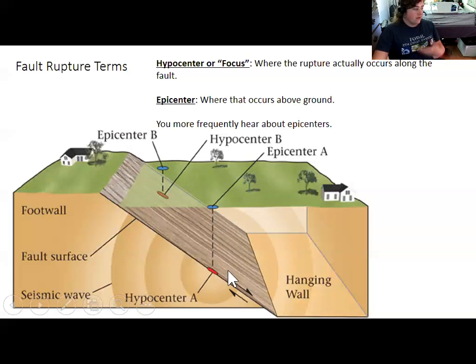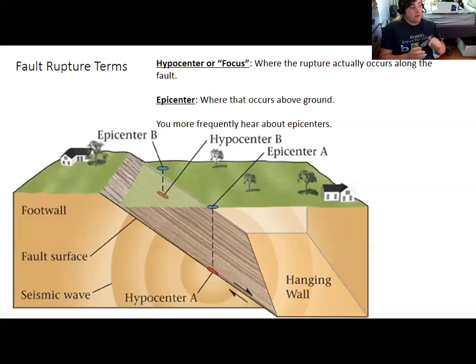Because you'll notice this is a dip slip fault. This is a normal fault where the hanging wall has dropped down, and it's at an angle. So if you go vertically directly above where the hypocenter is, you're no longer going to be on the fault itself. Now, with strike slip faults, since you usually have a more or less vertical fault, this is going to be less of an issue. And I say issue in terms of locating the earthquake and figuring out where the fault is itself.